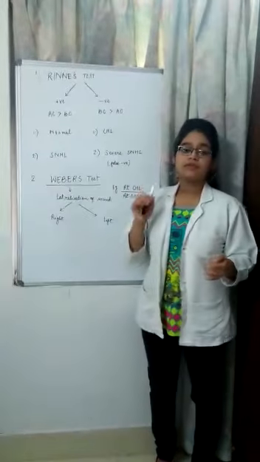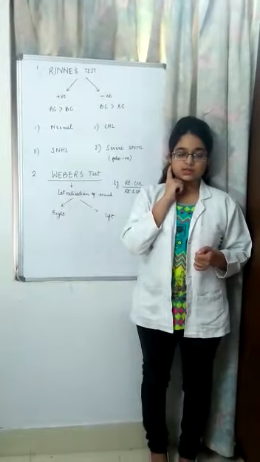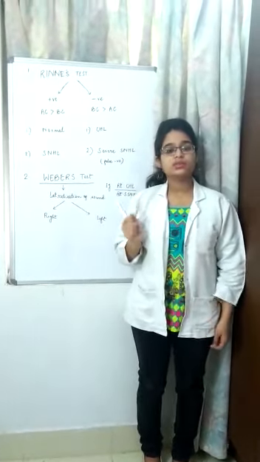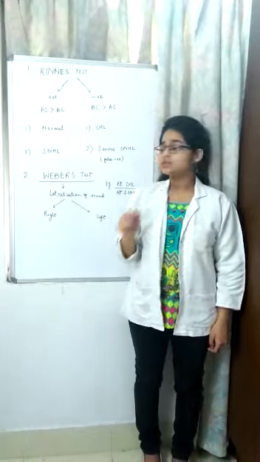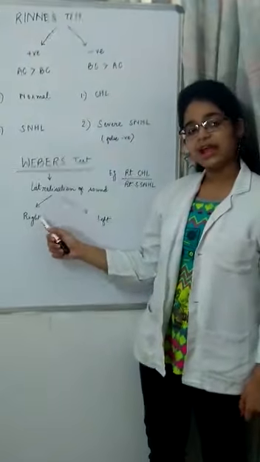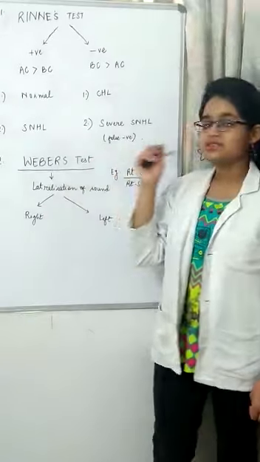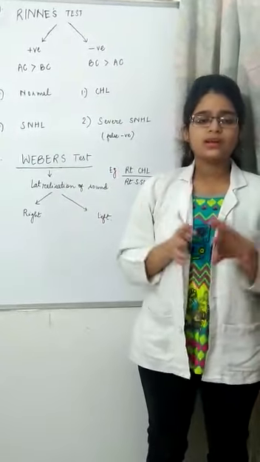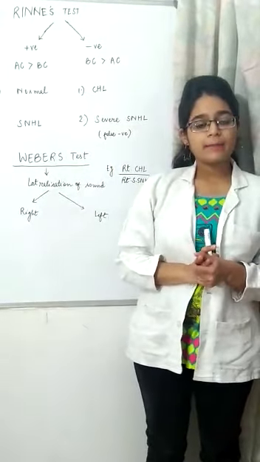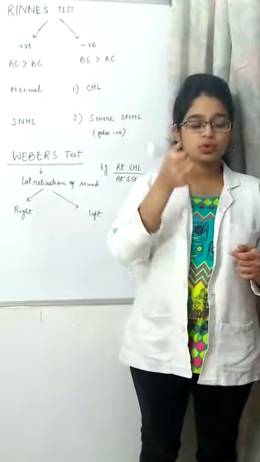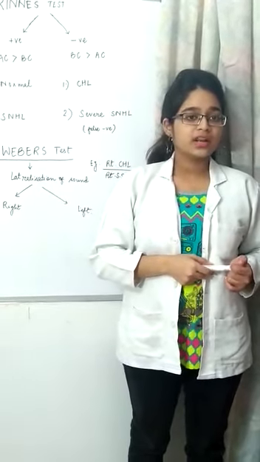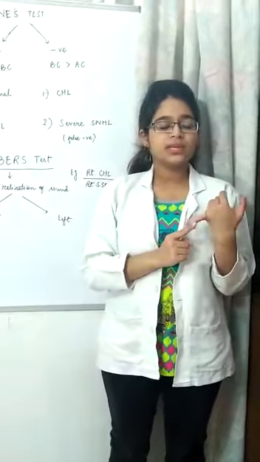But if I have a right conductive hearing loss, what is going to happen? The sound is going to lateralize. Lateralize to which side? On the right hand side. So the sound will lateralize to the deaf ear. If it lateralizes on the right hand side, it is right conductive hearing loss. Why is it conductive hearing loss in this case? Let me explain. When I am doing the Weber's test, I am doing the bone conduction test.